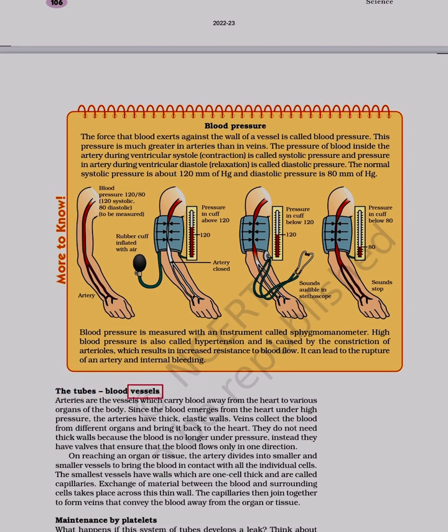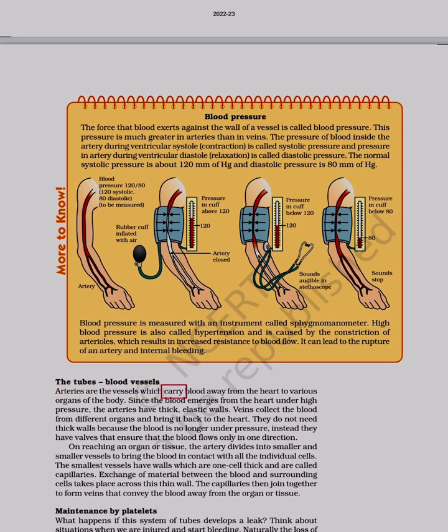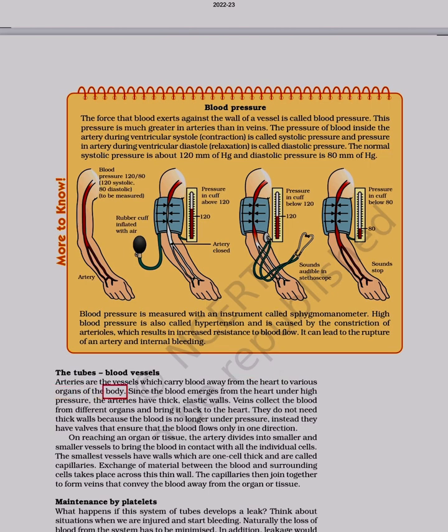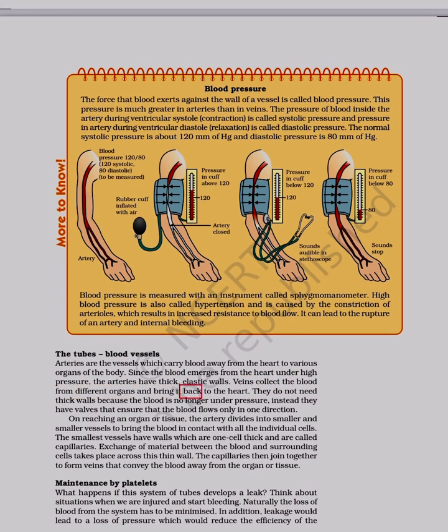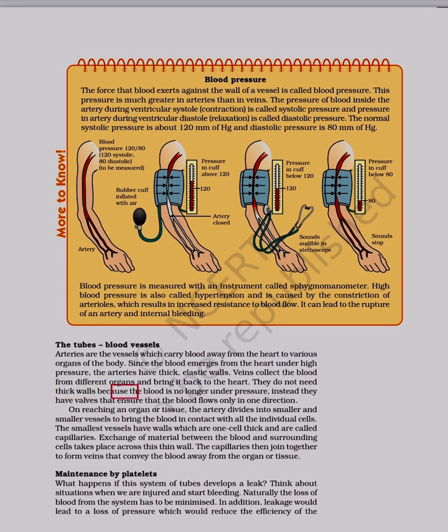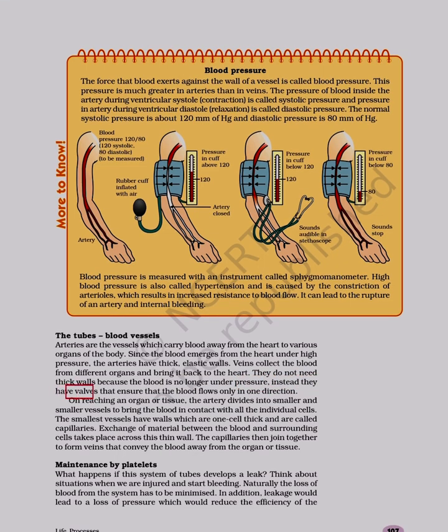The tubes: blood vessels. Arteries are the vessels which carry blood away from the heart to various organs of the body. Since the blood emerges from the heart under high pressure, the arteries have thick, elastic walls. Veins collect the blood from different organs and bring it back to the heart. They do not need thick walls because the blood is no longer under pressure. Instead, they have valves that ensure that the blood flows only in one direction.